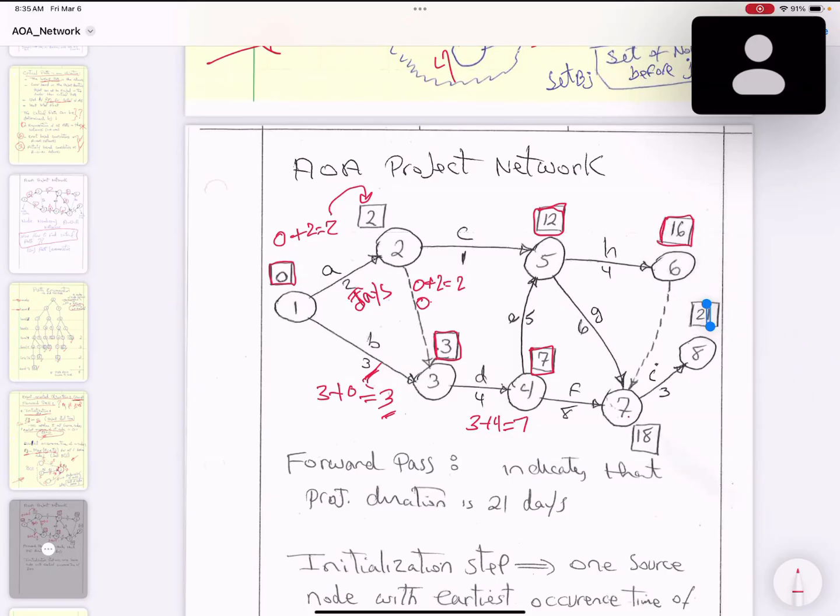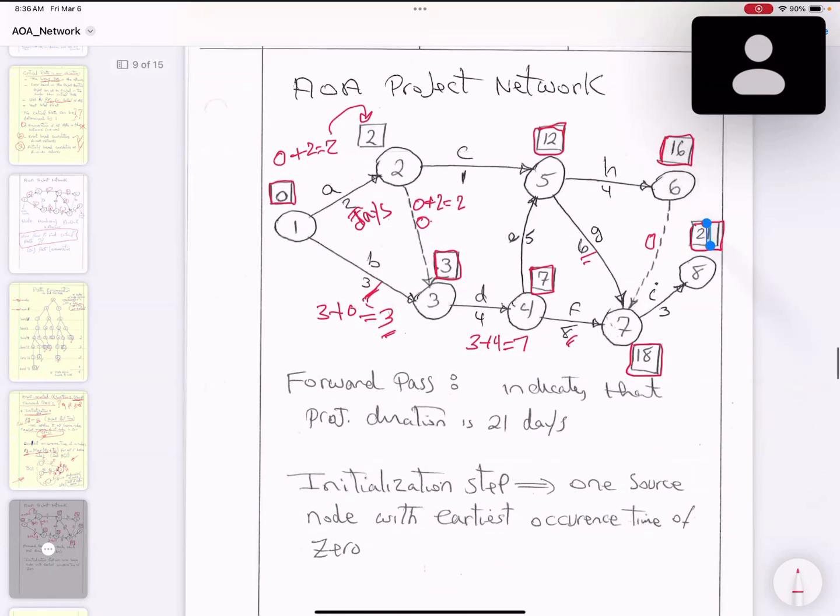From node number 6, you go to node number 7. How many arcs are coming to node number 7? 3 arcs. You pick the maximum. This is 0 days, this is 6 days, and this is 8 days. So 16 plus 0, 12 plus 6, and 7 plus 8. Which one is the maximum? 12 plus 6, so you put 18. Then from node number 7, you go to node number 8. How many arcs are coming here? Only one. What is 18 plus 3? It is 21. So you put 21. You follow this? Yes. So it takes 21 days to complete this project.